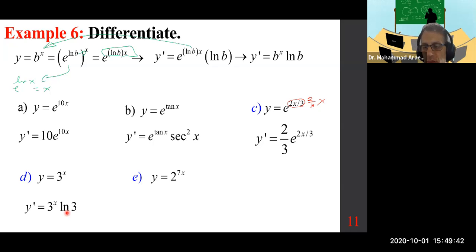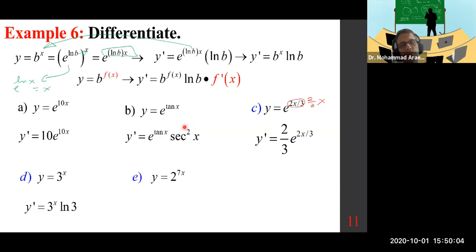Okay. What if we end up with this now? b to the power of f of x. Then again, it's exponential, b to the power of f of x. Why ln b? Because the base is not e. Why f prime of x? Because of the chain rule. Okay, so let's take a look at this last one. y is 2 to the power of 7x. The answer is 2 to the power of 7x. What is the base? It's not e, so times ln 2. What is the exponent? It's not x, so by the chain rule, times the derivative of 7x, or 7.